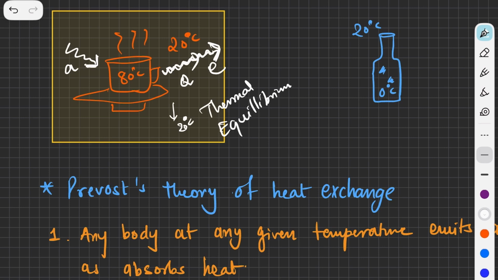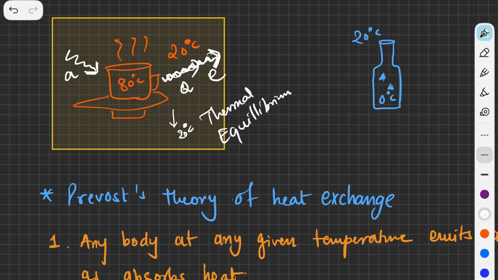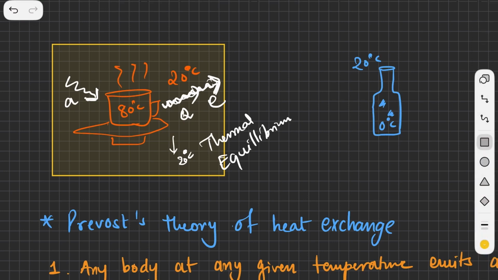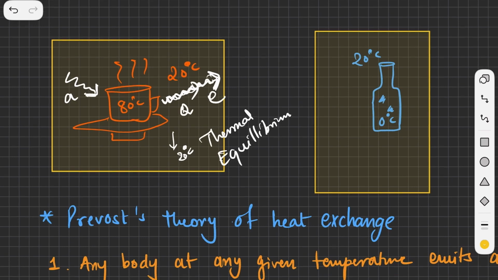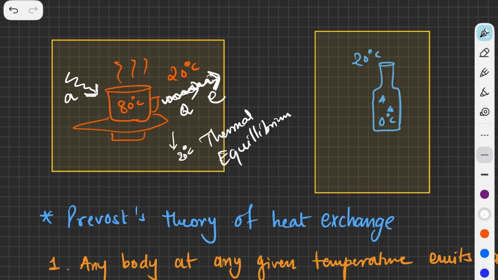Okay. Now the Prevost theory says, the first point says that at any given temperature a body emits as well as absorbs, both ways. The rate of absorption and rate of emission may be different. Maybe a body might be absorbing more or emitting more, and vice versa. So in case you see bodies like this one, in this case the surrounding is at a higher temperature and the body is at a lower temperature. So heat is going to flow from the higher temperature region to the lower temperature region, that is from the surrounding to the bottle.